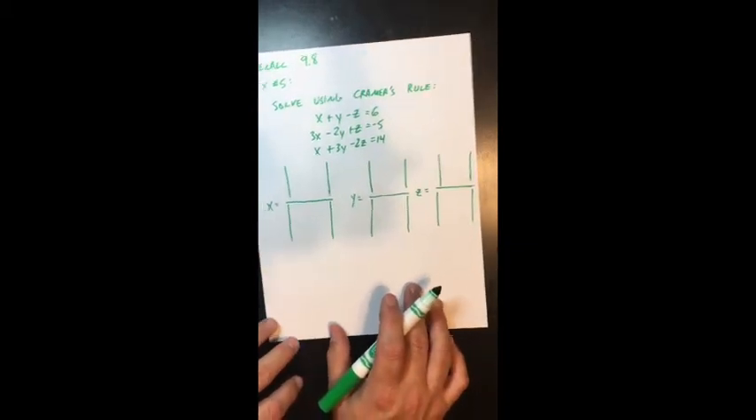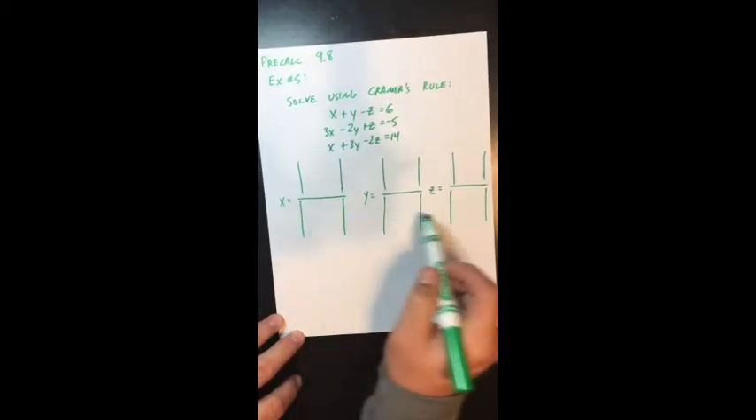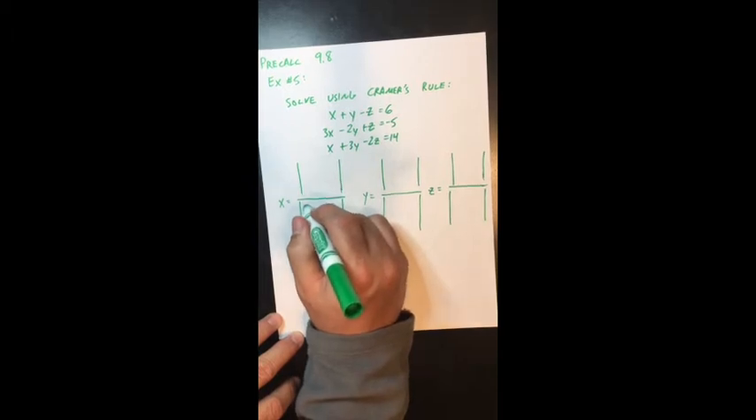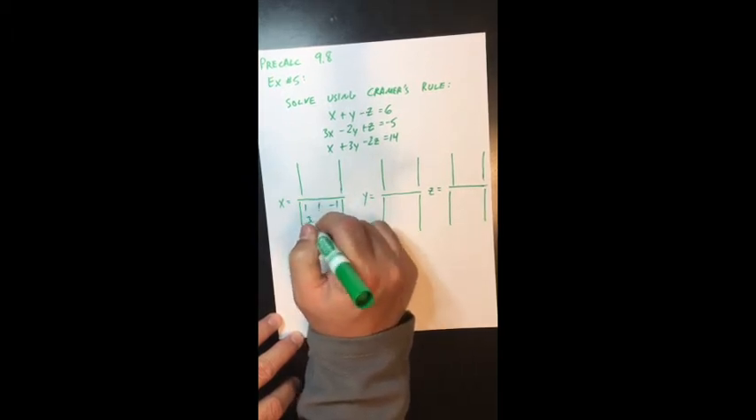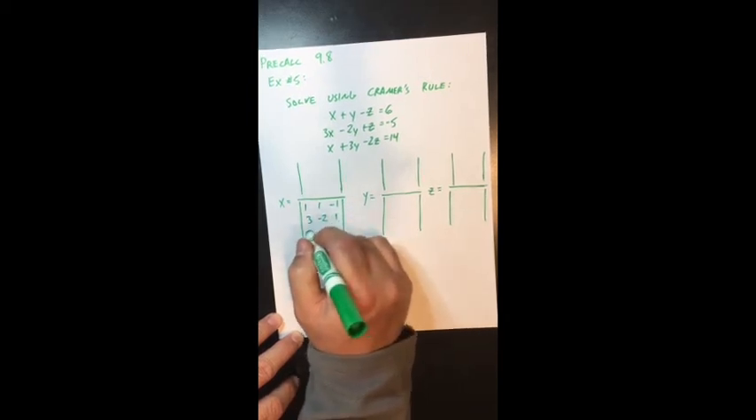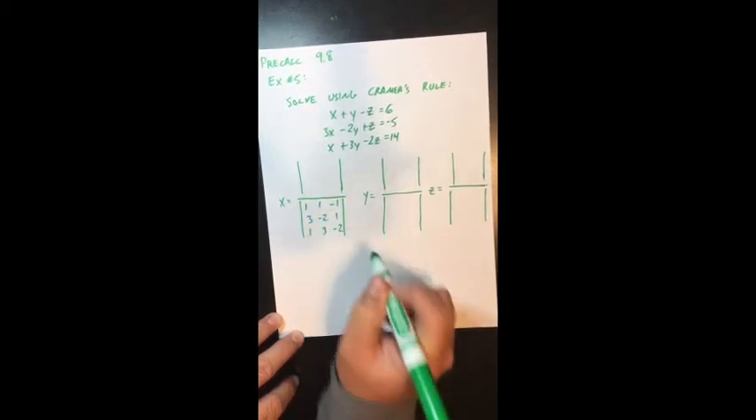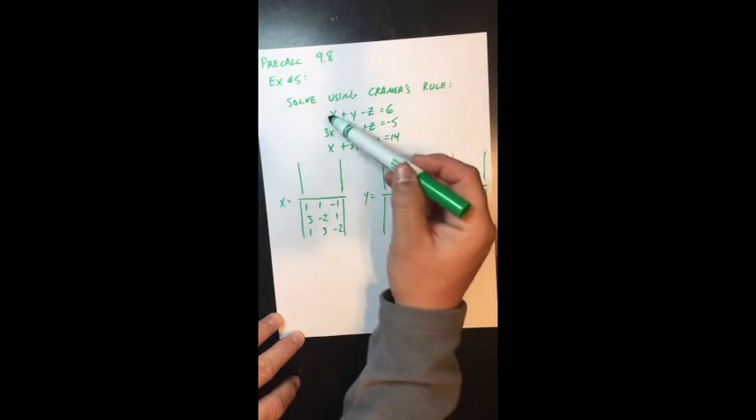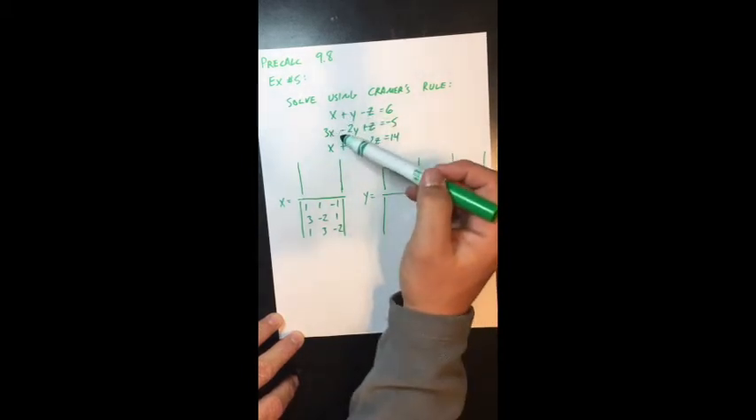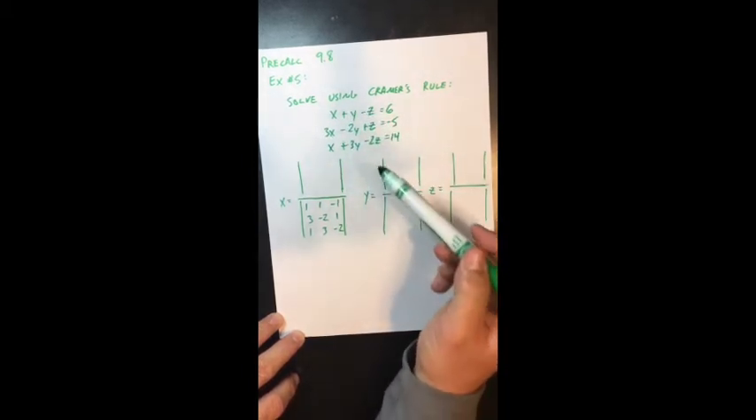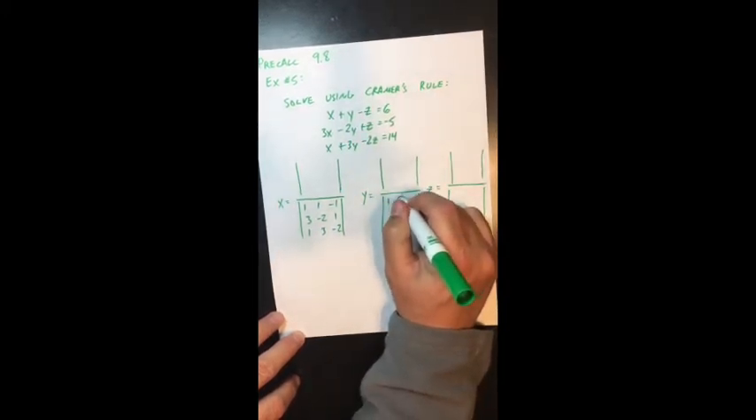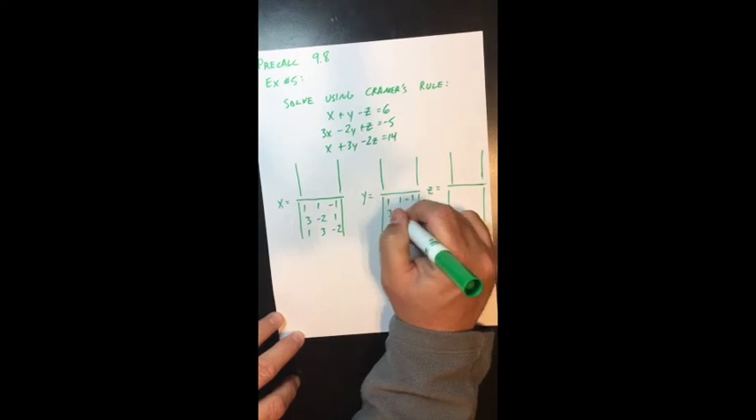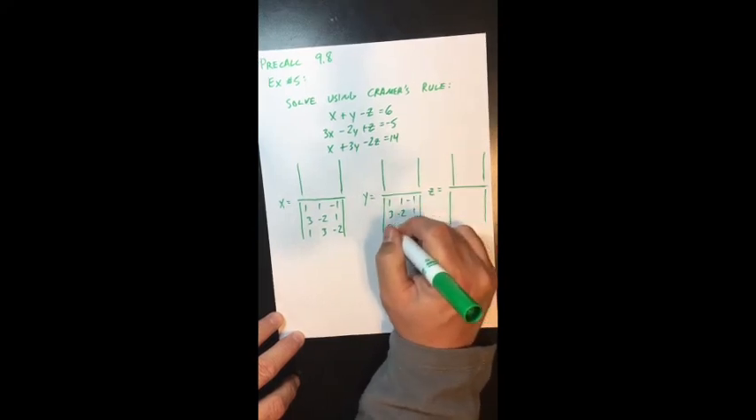That's nice. So remember, in the denominators of each of these, we're going to have just the coefficients from our system. So from the first equation, 1, 1, negative 1. Second equation, 3, negative 2, 1. Third equation, 1, 3, negative 2. And the other 2 denominators will be the same.